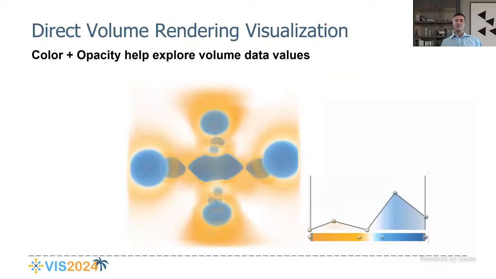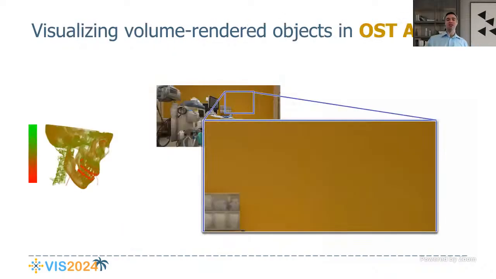Now let's discuss visualization techniques. In AR, a key visualization technique for displaying scientific data is volume rendering, which helps explore and interpret volumetric data. This is usually done with transfer functions that map the data's intrinsic values to a range of optical properties like color and opacity.